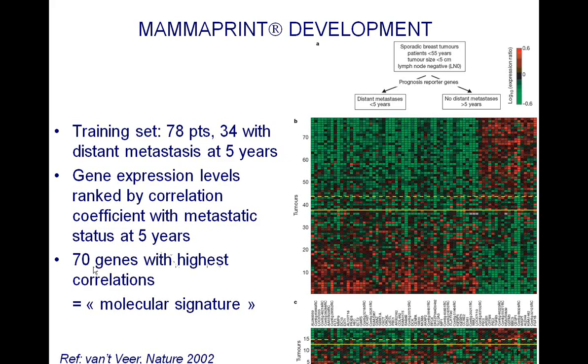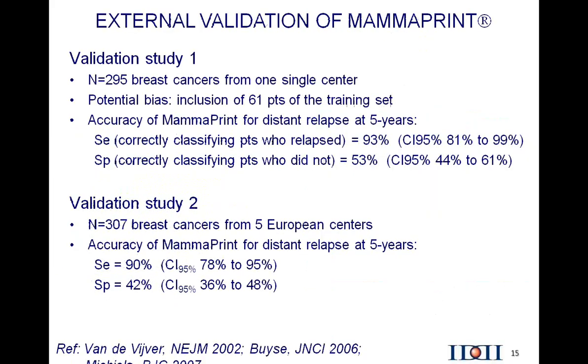So eventually the method developed in Amsterdam identified 70 genes with the highest correlation with distant metastases, and these 70 genes formed the signature. So the gene signature was identified retrospectively and was then prospectively validated with retrospective series of patients. So the validation was prospective based on retrospective data. So we're not talking about prospective trial designs yet.